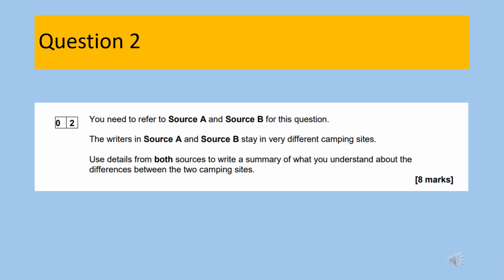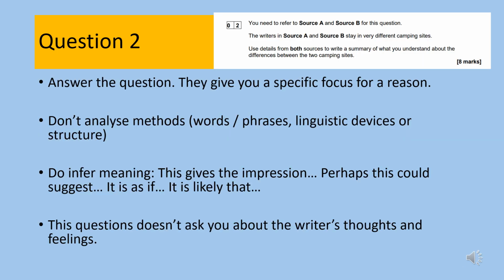So moving on to question 2. Question 2 looks like this. You will have 8 marks available to you, so take approximately 8 minutes to answer this. You need to refer to source A and source B for this question, and you will need to use details from both sources to write a summary of what you understand about the similarities or differences between the focus of the question. Make sure that you focus on the question.